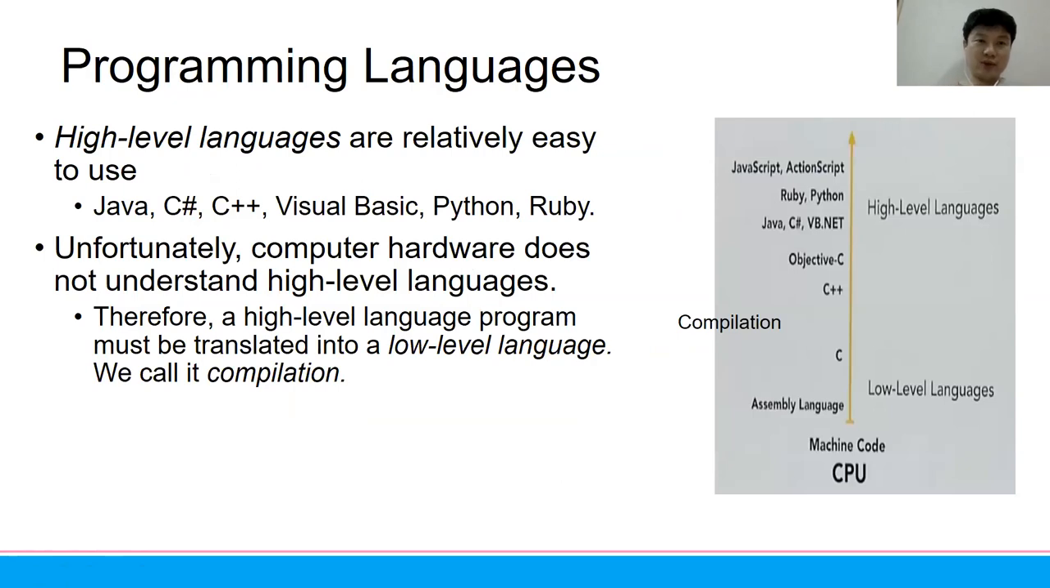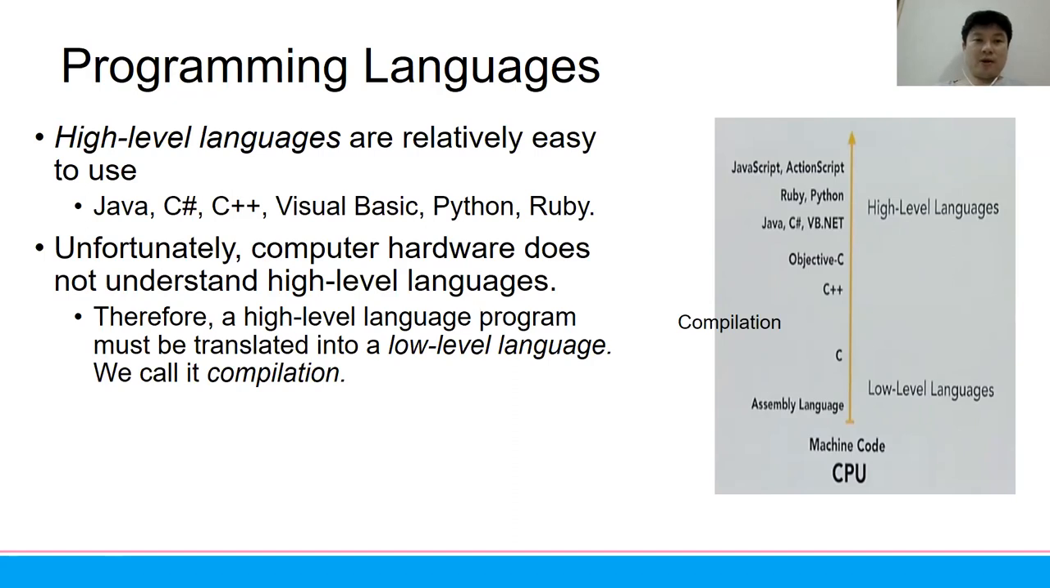So the high level languages are relatively easy to use. I know you may have heard from your seniors that it's not easy to learn programming languages, but I would like to say that the high level languages have been developed for humans. It means humans can understand, humans can try to read, humans can try to write. Java, C#, Visual Basic, Python, Ruby are some of the high level languages that have been widely used by programmers.